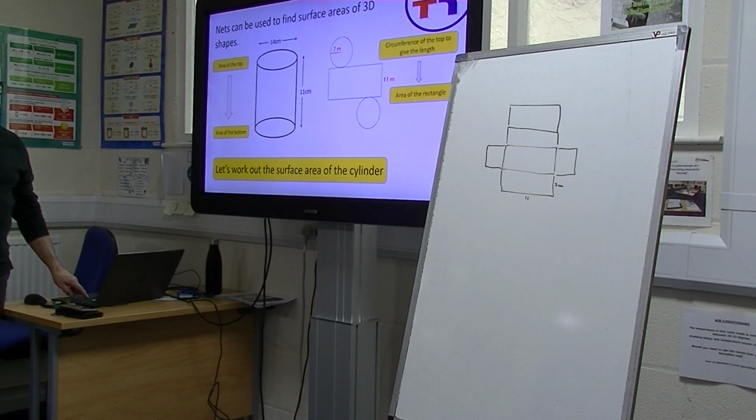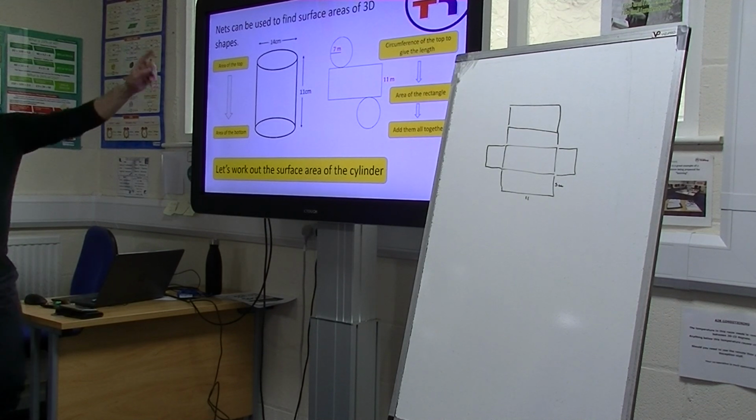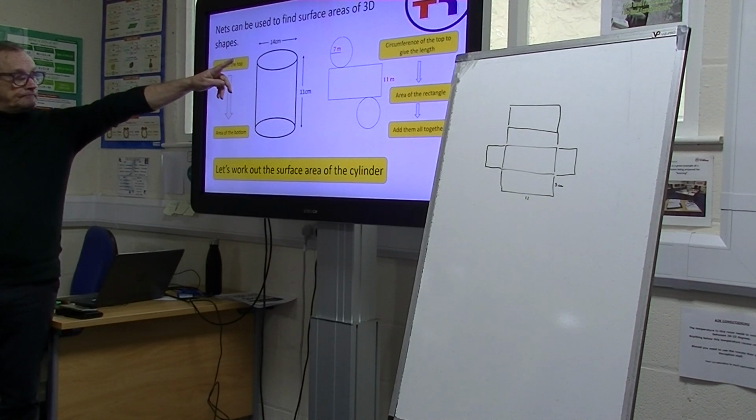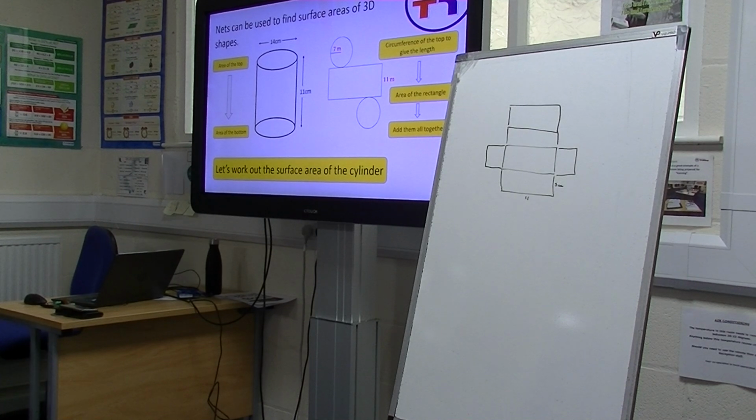The area of the rectangle, and then you add them all together: the top, the bottom, and the rectangle. For this particular example, it gives us an answer of 791.28 centimetres. That makes sense, yeah? Do we need to do it as an example, just to show you how we got the numbers? Are you quite happy with that?